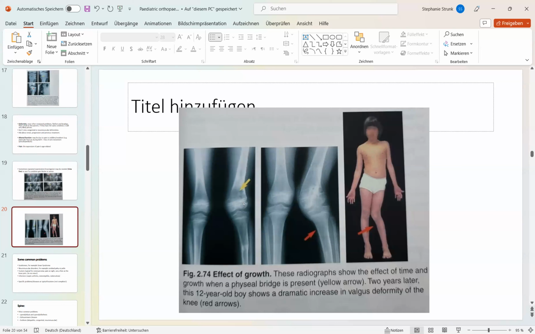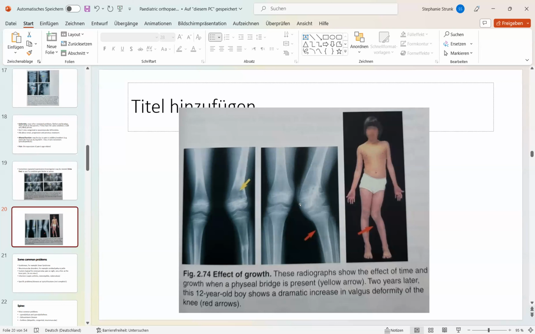So here, this was not growing. This side here is growing. So this is growing, this is not growing. So this is really a nasty, nasty deformity. So what you could do is arrest growth on the other side to do a hemiepiphysiodesis.